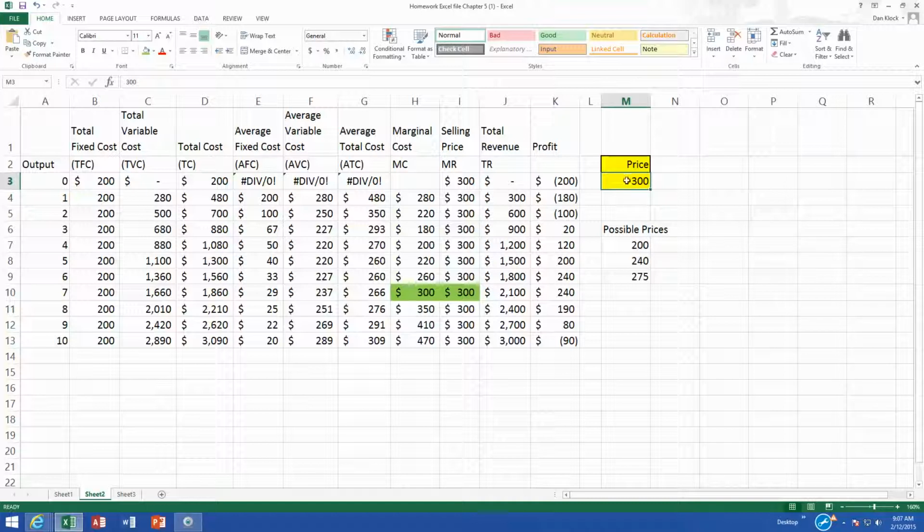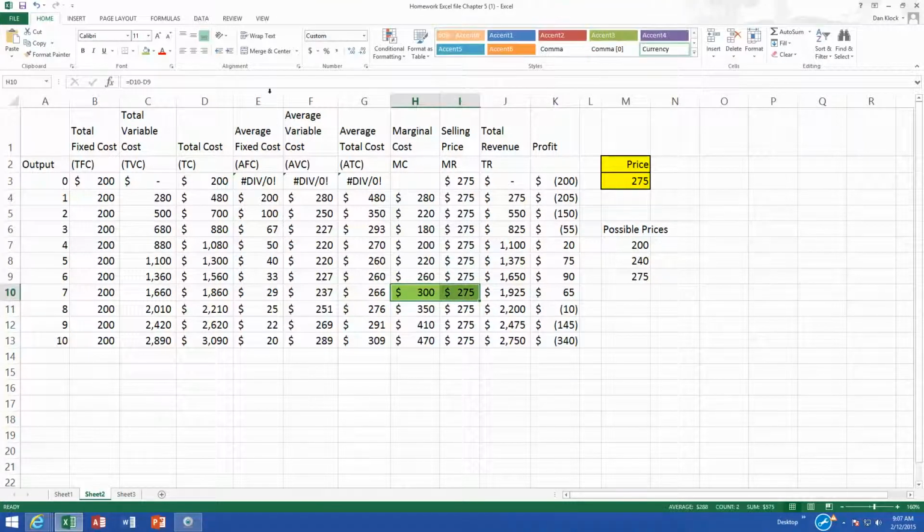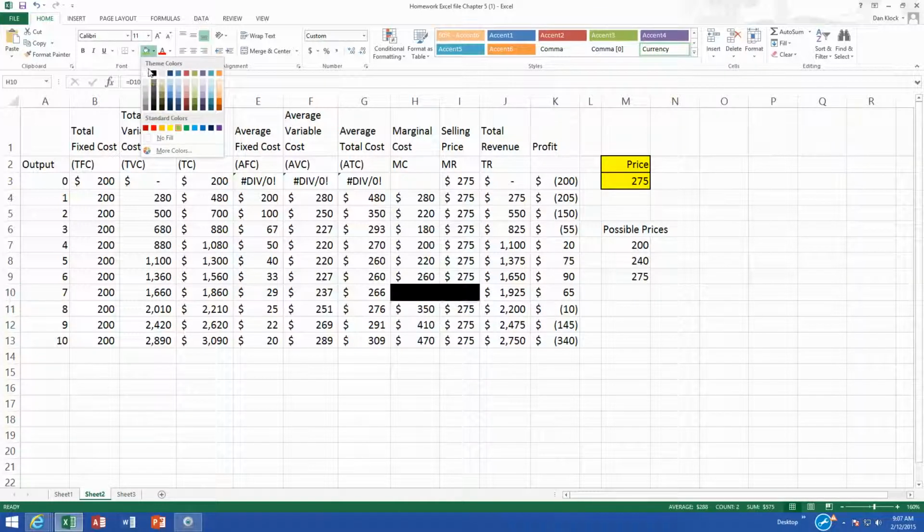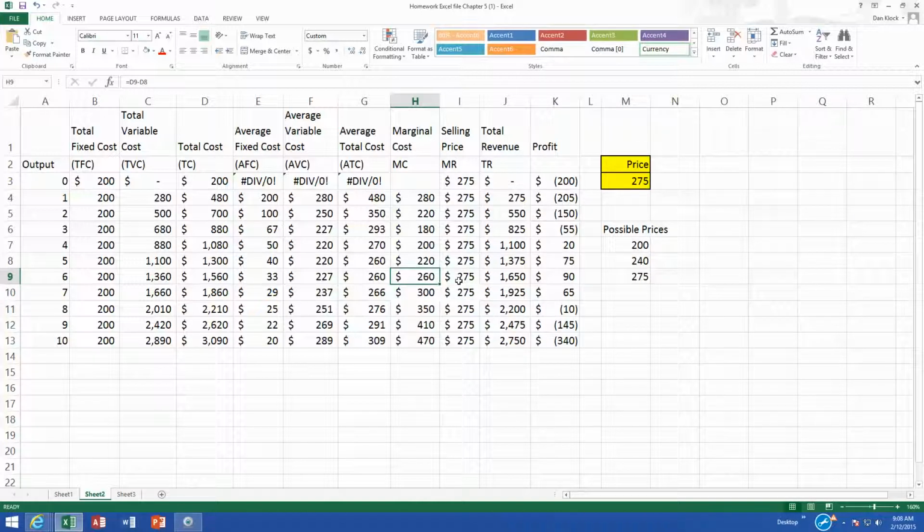So if my price, again, M3 is the one I got to change, right? Because that will change this column I, and it will adjust all the formulas. So if I change this to 275, notice I got to get rid of my green here now because this is not MR equals MC anymore. We got to find the next closest one where MR equals MC, and that's right here at 6 output. So this is now where MR is closest to MC or equals, and again, my highest profit is 90. I'm still making a profit here. So still doing well here.